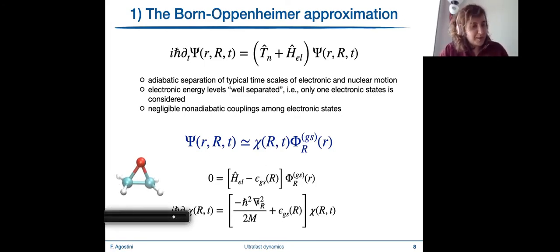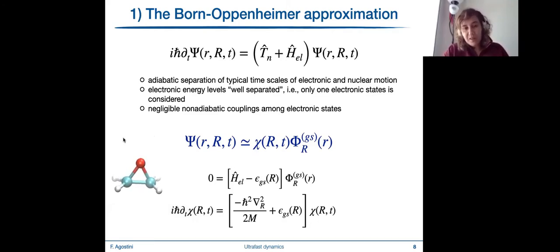Just to show you an example, what happens to oxirane if we constrain the dynamics to stay in the ground state? You see here we don't observe anymore the ring opening that I was showing to you before. So the dynamics is really different if we include the effect of the excited state, or if we stay adiabatically in the ground state.